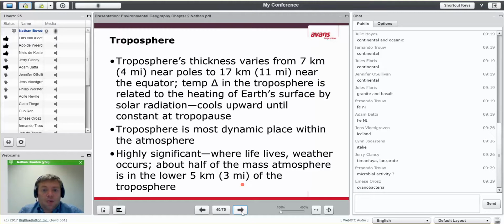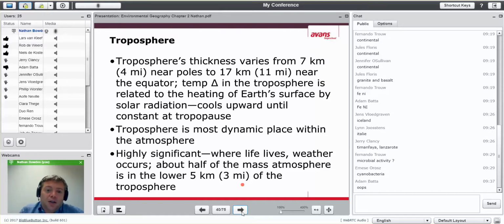So the troposphere is about 7 kilometers from the poles and 17 kilometers near the equator. A change in the temperature in the troposphere is related to the heating of Earth's surface by solar radiation, so it cools. The surface is warmer than if you go up a few kilometers. The troposphere is the most dynamic within the atmosphere. It's where we live. It's where all our weather happens. About half of the mass of the total atmosphere is in the lower 5 kilometers of the troposphere, so it's much more dense.